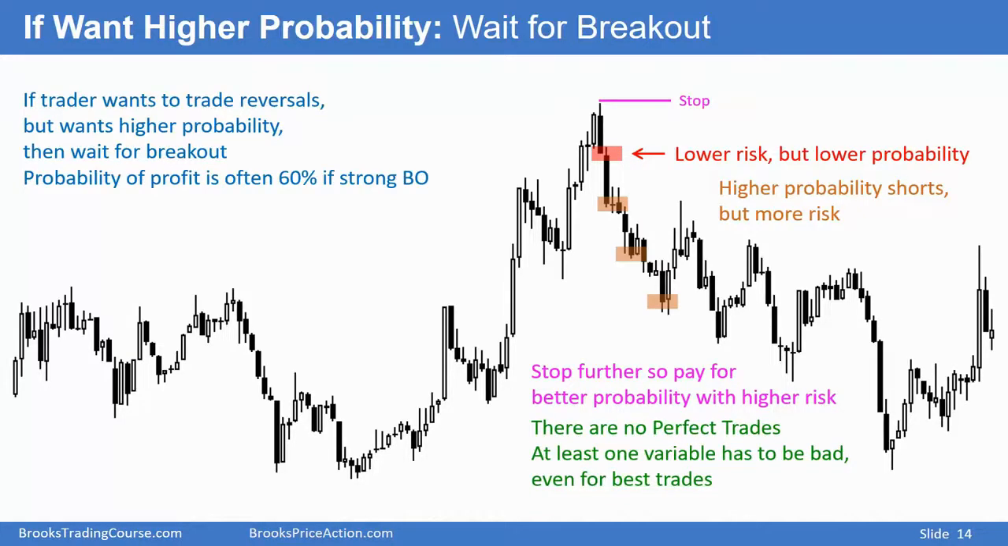Remember, there are no perfect trades. At least one variable has to be bad, even for the best trades. Risk, reward, probability, you cannot have all three in your favor. There's no such thing as a high probability trade with very low risk and very big profit potential. That cannot exist because as soon as a trade started to approach perfection, everyone would take it and there would be no one left to take the other side of the trade and the trade would fail.